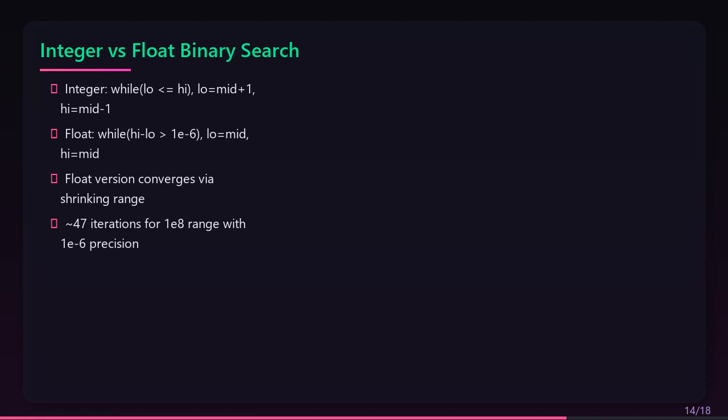This is a key difference you must know. Integer binary search uses low less than or equal to high, with mid plus 1 and mid minus 1. Float binary search uses a precision check, high minus low greater than epsilon. And you just set low equals mid or high equals mid. No plus or minus 1.